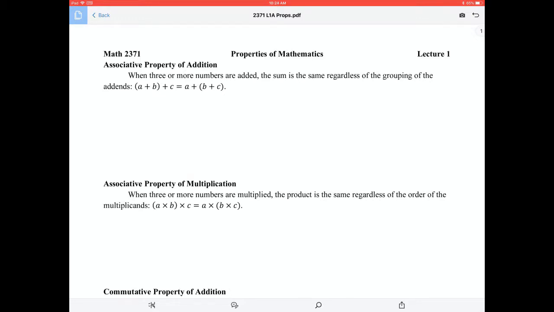Hello, this is the lesson over properties of mathematics. I'm going to start this lesson by showing you examples of the properties, not proofs. Okay, so the first property is the associative property.